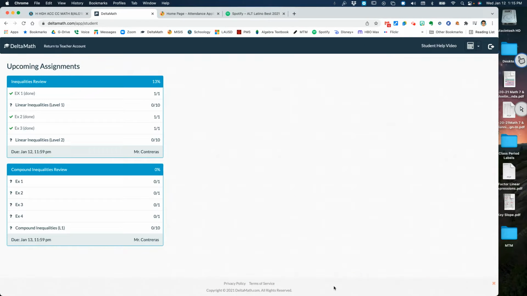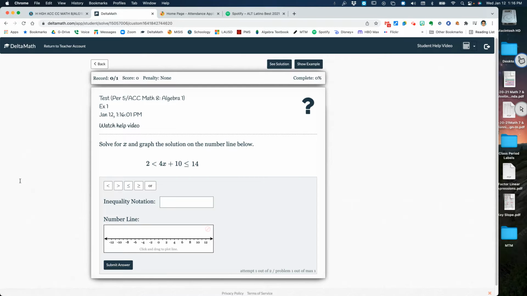Okay, so we're going to do compound inequalities. Let's start with example 1. This one is a typical "and" inequality in the shortened form. So let's write this down on your paper. Write down 2 is less than 4x plus 10, which is less than or equal to 14. Okay? So go ahead and write that down, please.